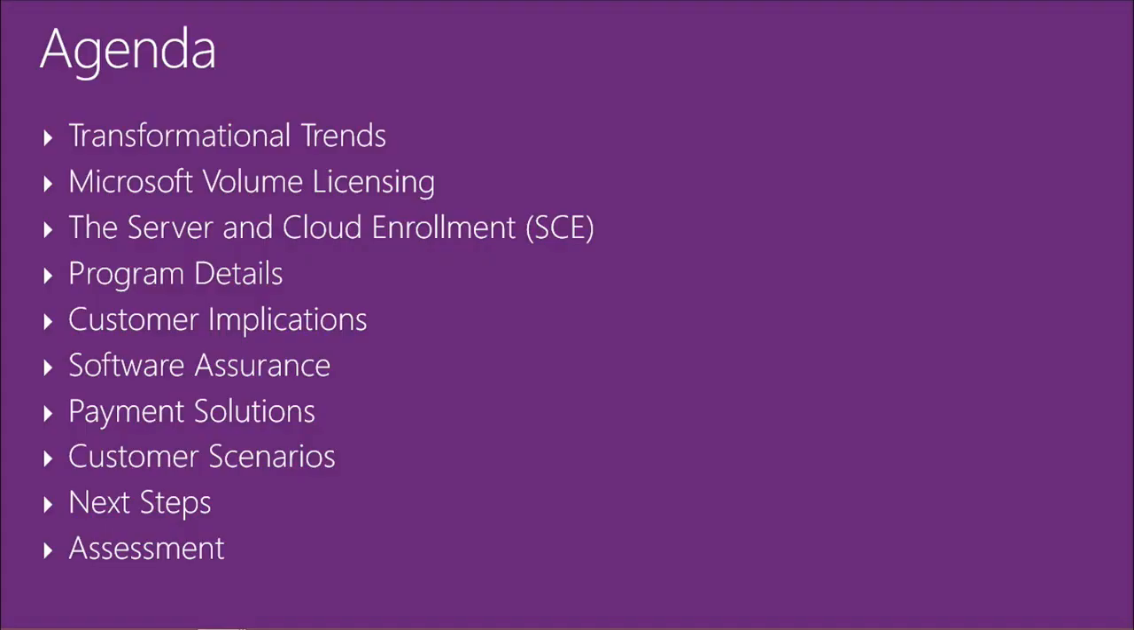We will begin by looking at transformational IT trends that are occurring and will identify some of the challenges that today's organizations face in light of these trends and explore Microsoft's cloud operating system vision. We will review some details about Microsoft Volume Licensing Enterprise Agreements to provide background information on the server and cloud enrollment. Then we will look at program details and customer implications with the new SCE, since it replaces the ECI, or Enrollment for Core Infrastructure, and the Enrollment for Application Platform, or EAP.